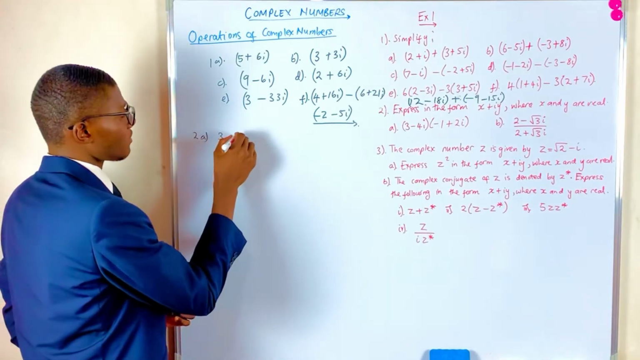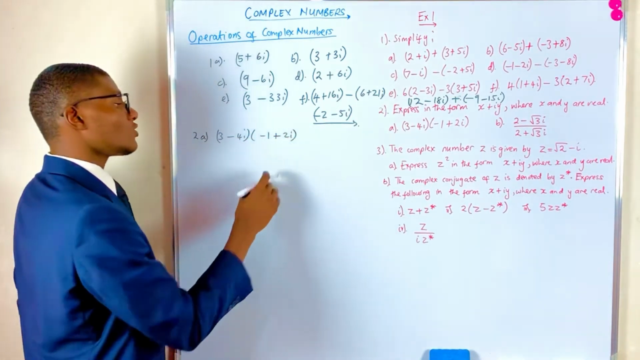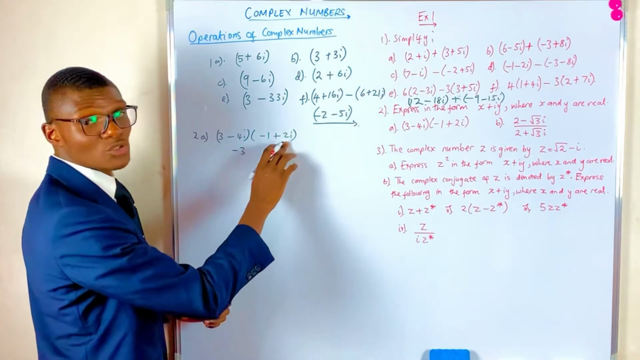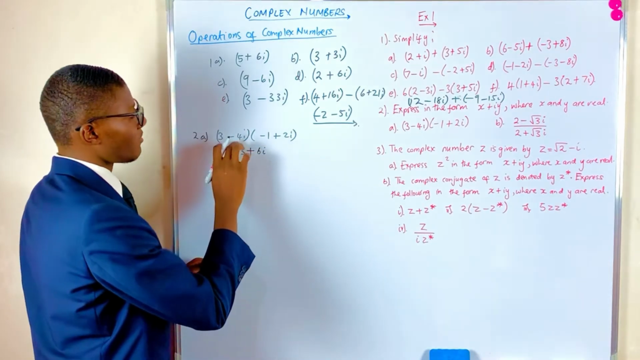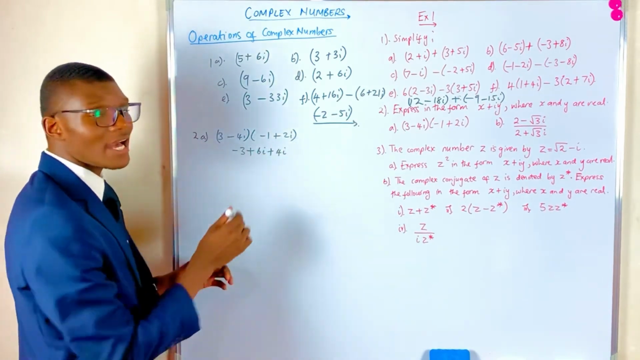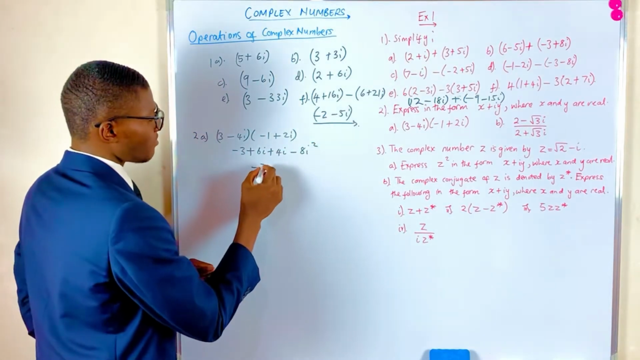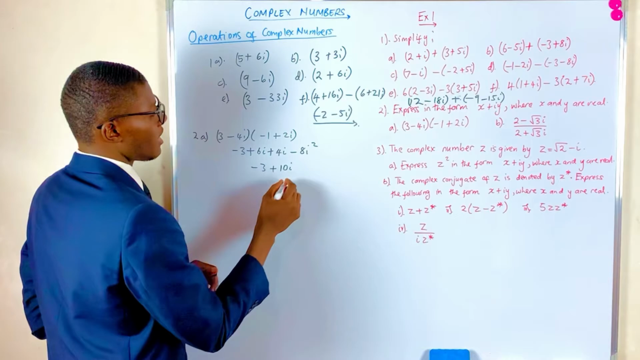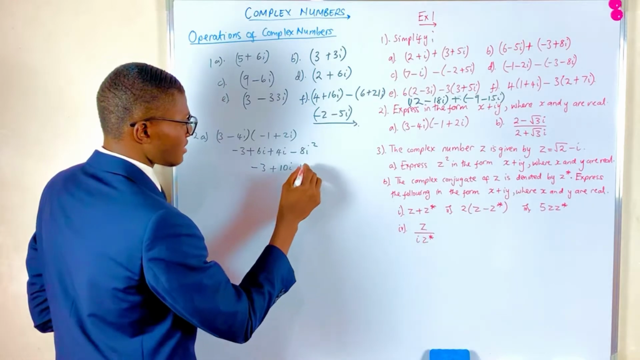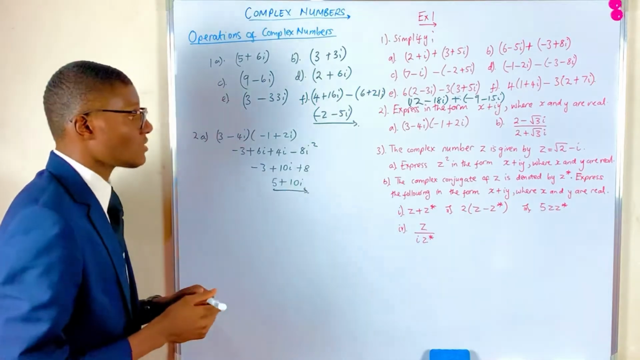So for number 2a, we've got 3 minus 4i multiplied by minus 1 plus 2i. So 3 times minus 1, we get a minus 3. 3 times 2i, we get a plus 6i. Then minus 4i times minus 1, we get a plus 4i. Then minus 4i times 2i, we get a minus 8i squared. So simplifying, this will be minus 3, plus 10i, and then i squared is minus 1. So minus 1 times minus 8, that's a plus 8. Minus 3 plus 8, we get a 5 plus 10i. So this is how we simplify 2a.